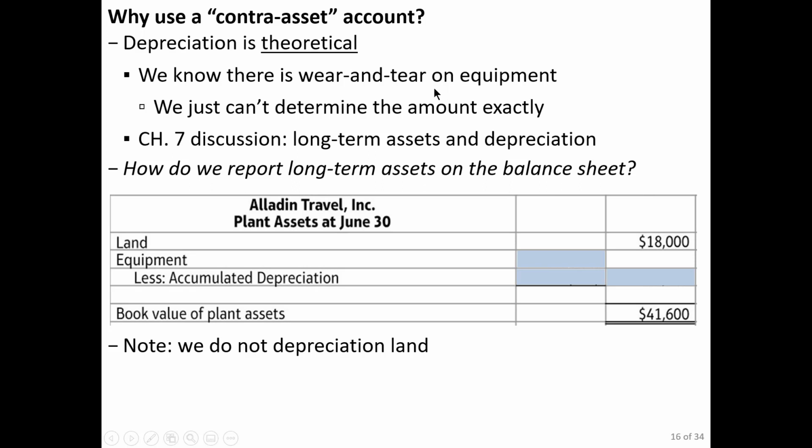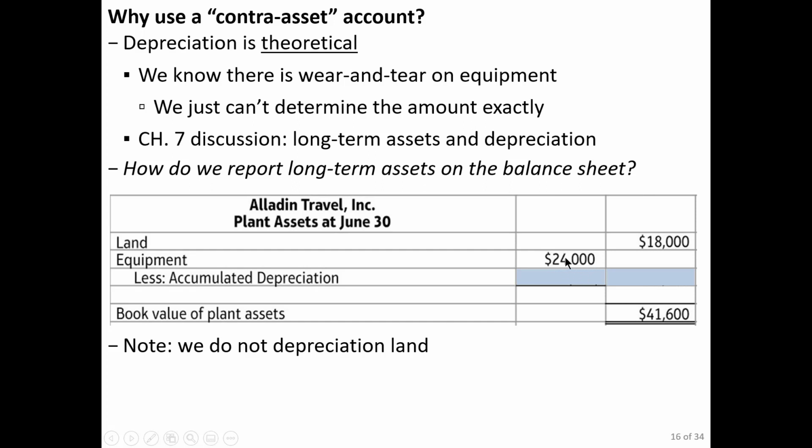Wear and tear happens on equipment, on buildings, on vehicles, on office furniture. We know that things break down over time. We just can't determine exactly how much that wear and tear is. We discuss more about that in Chapter 7, where we talk about long-term assets and depreciation. For the time being, just realize that when it comes to reporting these long-term assets on the balance sheet, we generally leave the amount that we paid for equipment alone.